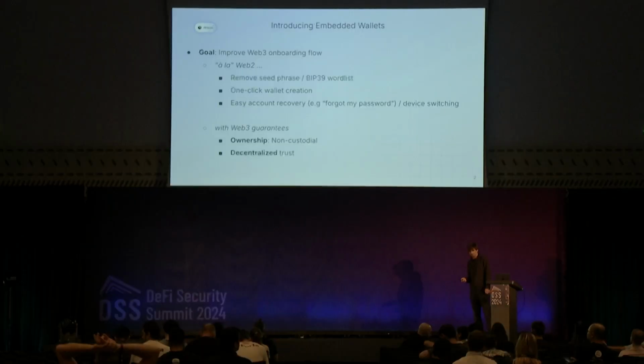The goal of embedded wallet product is to improve the Web3 onboarding experience, to remove the friction of having to write down a list of words and secure it in order to secure your funds. Instead, it gets closer to what we have in Web 2, where you can create a wallet by a click of a button, and you can recover your account, recover your wallet if you lose your credential. But we still want to have the Web3 guarantees, which is ownership, creating a non-custodial wallet, and decentralized trust.